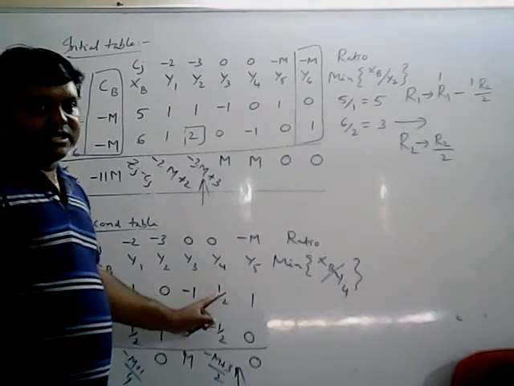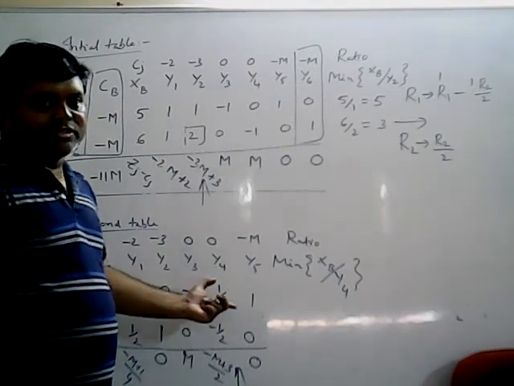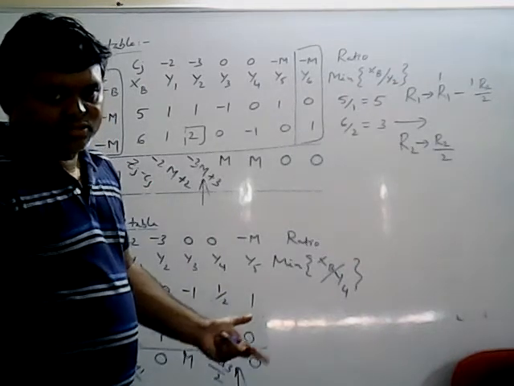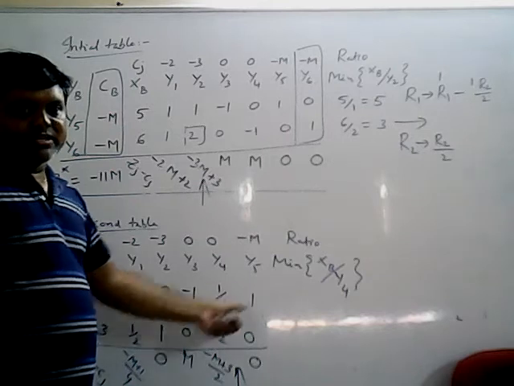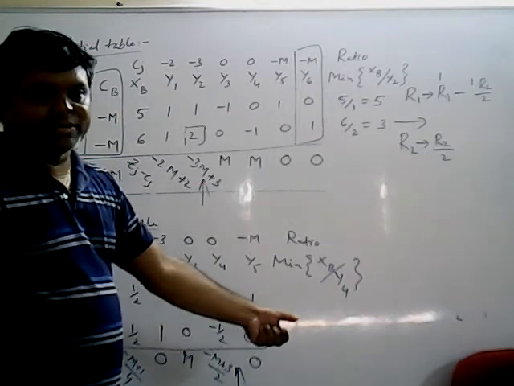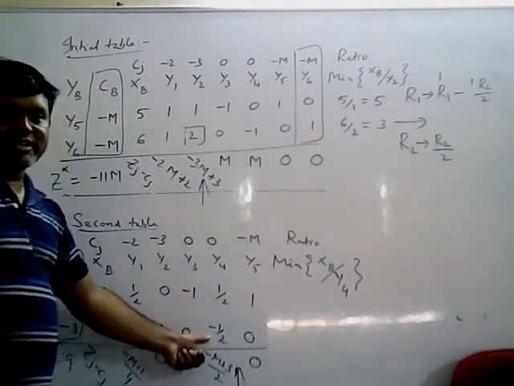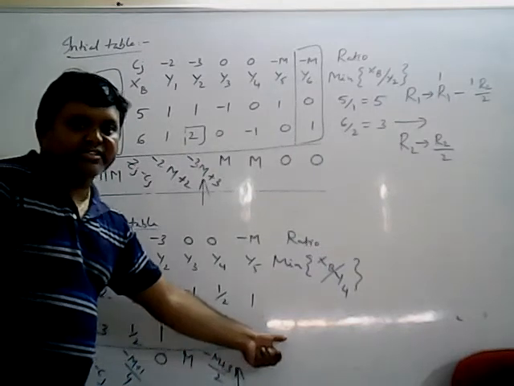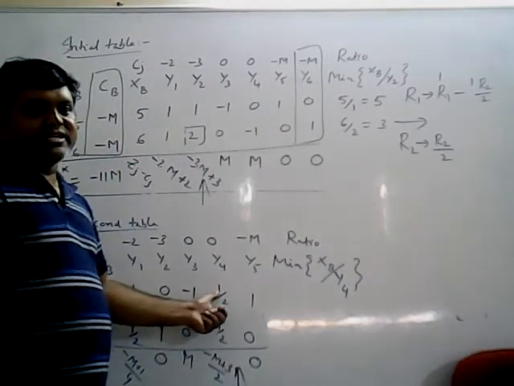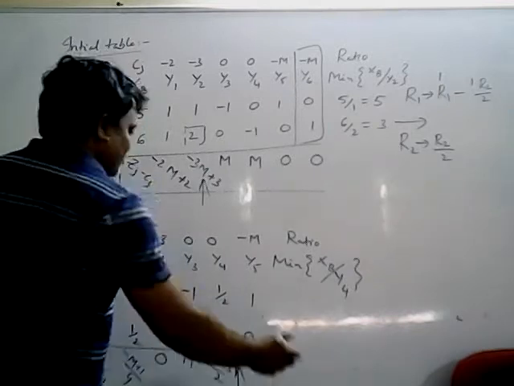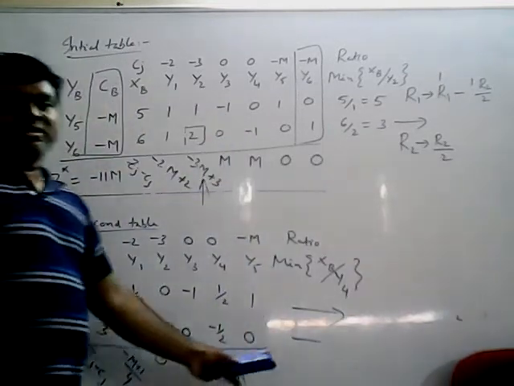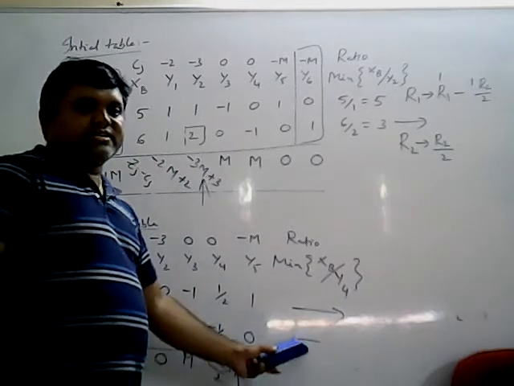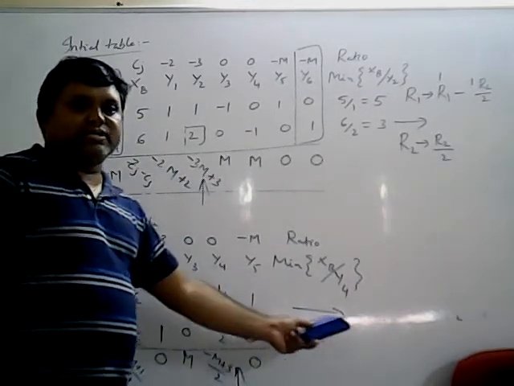So how many positives are there? Only one positive. Only one positive means directly that row deletes. There is no choice. If two positives are there, you will calculate the ratio and take the minimum ratio. But in this case, one value is negative, so the negative ratio we won't consider. So obviously one positive value is there, directly that row deletes. Otherwise, if you want to calculate, you can, but it is not required because the second value is negative.